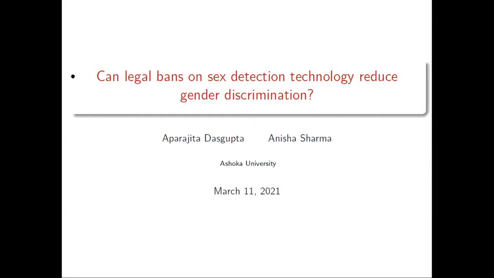So our next presenter is Aparajita Dasgupta at Ashoka University. Aparajita will be talking about legal bans on sex detection technology and gender discrimination. And the paper will be discussed by Anukriti at the World Bank Research Group.